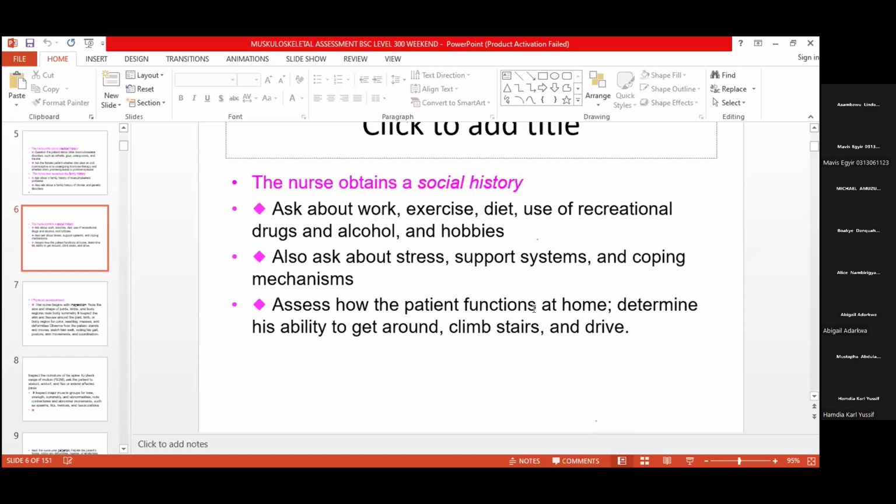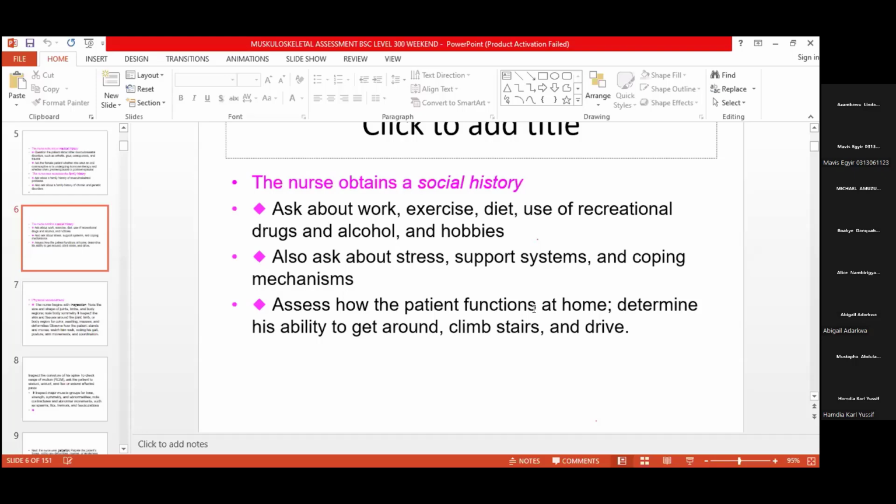Do you have to care about an extra hand for this particular patient who is so stressed at home and at the workplace? Can you climb your stairs? Do you live upstairs? Do you drive? All these are questions you ask, and that's the social history.